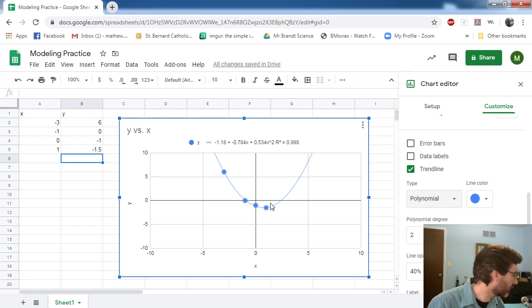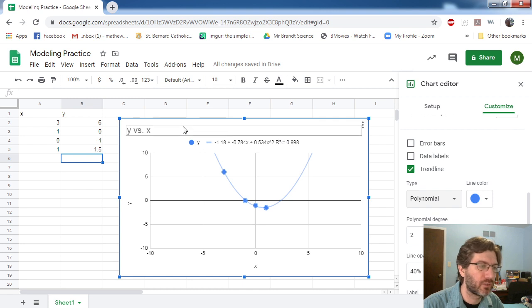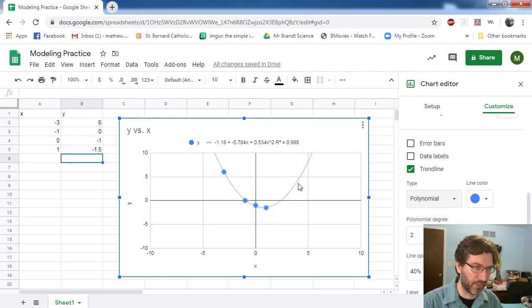Let's make sure I copied everything right. -3 and 6, 1 and 0, 0, -1, 1 and -1.5. Yeah. So I'm not sure what's going on with the exponential one there. I don't know if one of the other ones will or not, but you can see that it's possible that this might be a quadratic relation as well, just because we don't have enough data to see if it's going to go back up here or not.